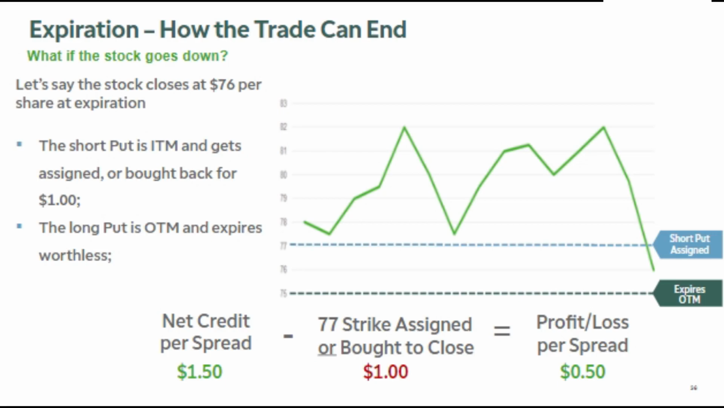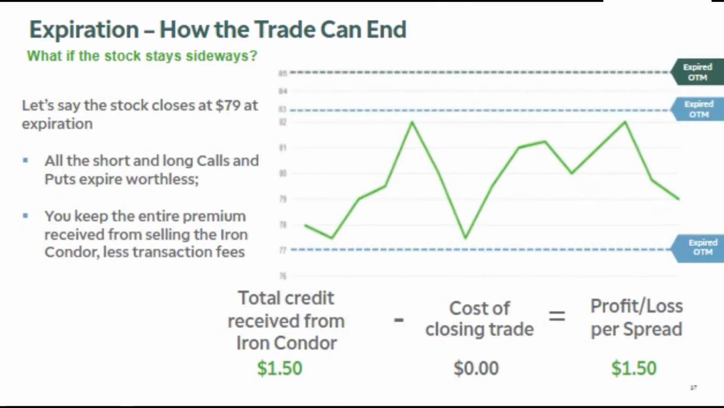So in this case, though, as opposed to our verticals, we received a $1.50 credit, but only have to pay a $1 debit to get out of the trade, still realizing a profit on this trade. So we were wrong. Stock went below our short strike on the put side, but not through both of our strikes. In this case, we still made profit on this trade. Then, of course, best case scenario is if the stock closes right in the middle of our strikes and we just keep the premium of $1.50.